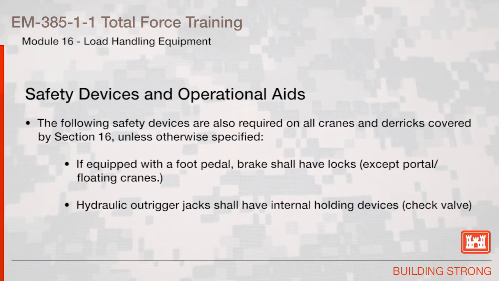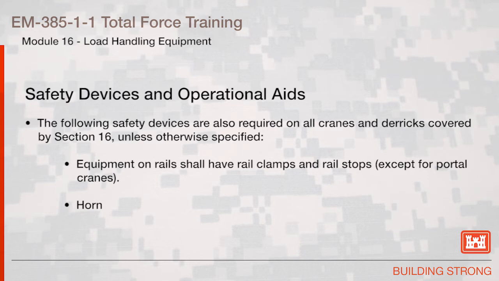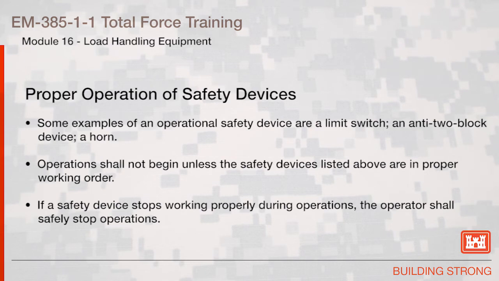The following safety devices are also required on all cranes and derricks covered by Section 16 unless otherwise specified. If equipped with a foot pedal brake, shall have locks, except portal or floating cranes. Hydraulic outrigger jacks shall have internal holding devices, or check valve. Equipment on rails shall have rail clamps and rail stops, except for portal cranes. And they must also be equipped with a horn. Some examples of an operational safety device are a limit switch, an anti-two block device, and a horn.